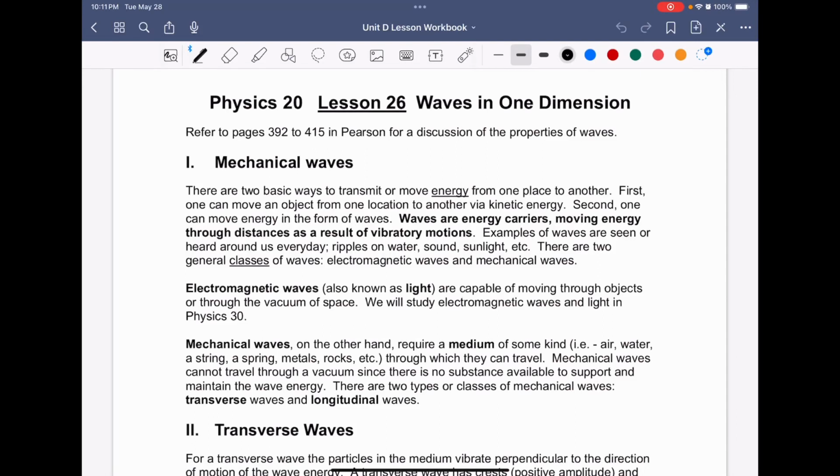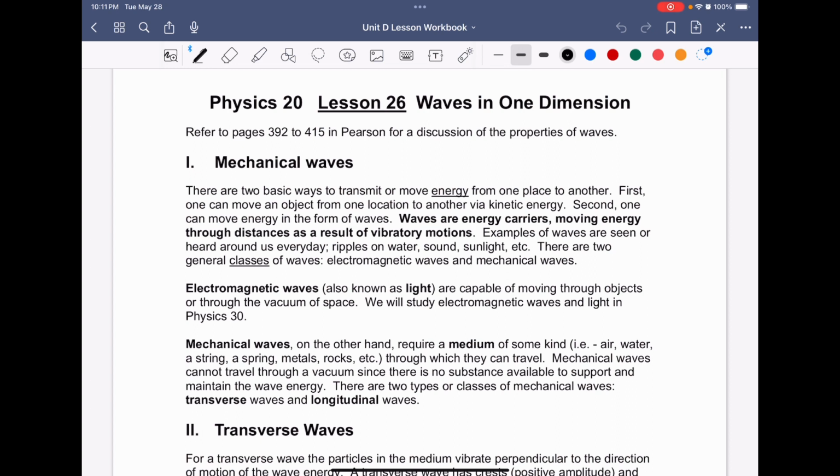All right, so now we move on to lesson 26, waves in one dimension. This is the third lesson in Unit D, which is waves and simple harmonic motion. We're going to go into what mechanical waves are, and then loosely mention electromagnetic waves, which is Physics 30, but primarily we're going to focus on mechanical waves and the properties and kinds of mechanical waves that we can mention.